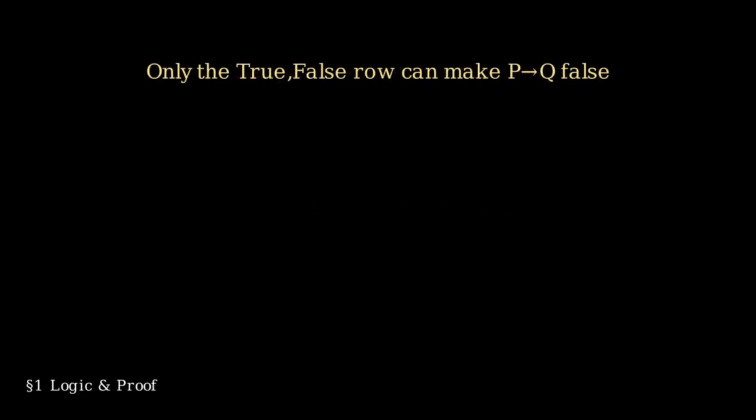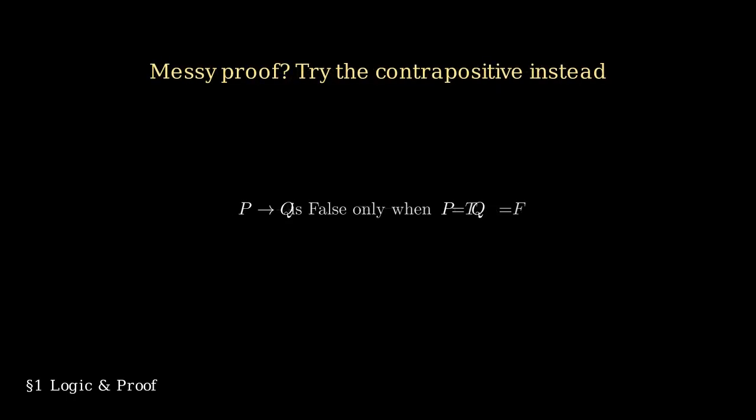Here's a useful trick. For P implies Q, there's only one row you actually need to check, the true-false row, where P holds and Q fails. That's the only way to get a false overall. And if a direct proof of P implies Q looks messy, try proving the contrapositive instead, since it's logically identical, and often the algebra is cleaner.